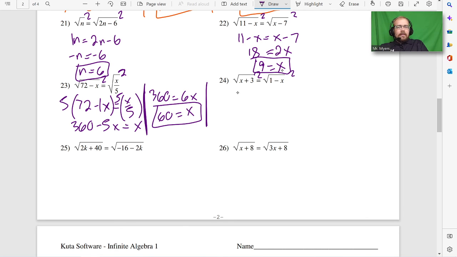Square, square. x plus 3, 1 minus x. Add x, you get 2x. Subtract 3, you get negative 2. x is equal to negative 1. Does that work? Yeah, we get 2 on both sides. I haven't seen any extraneous solutions yet.